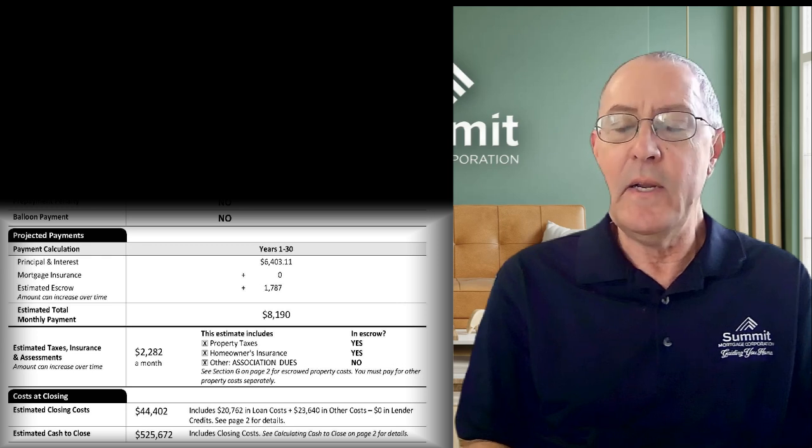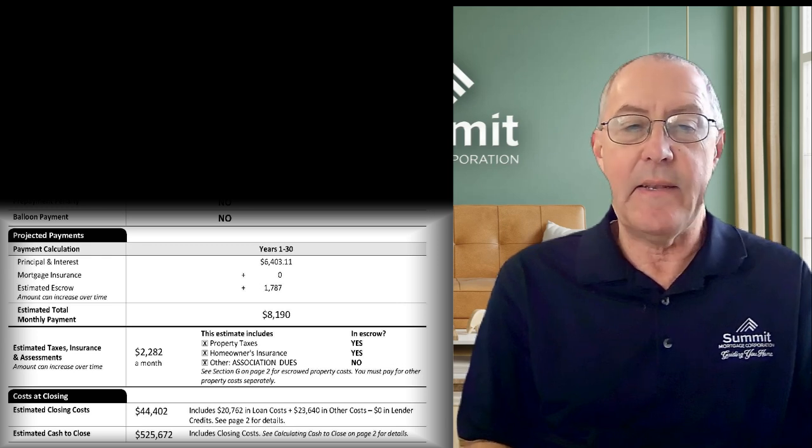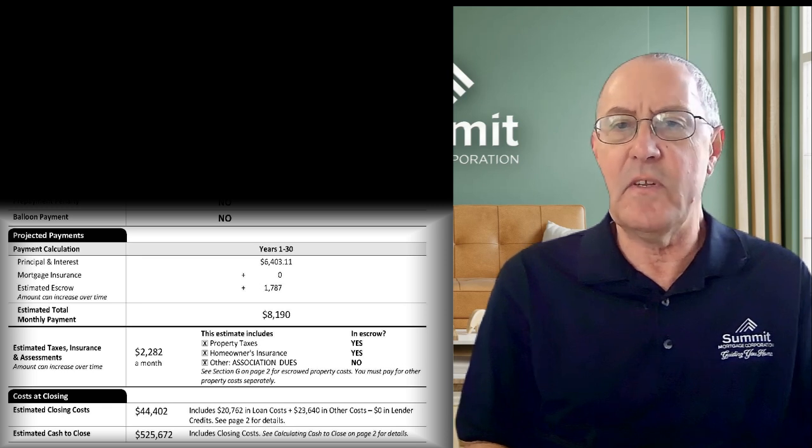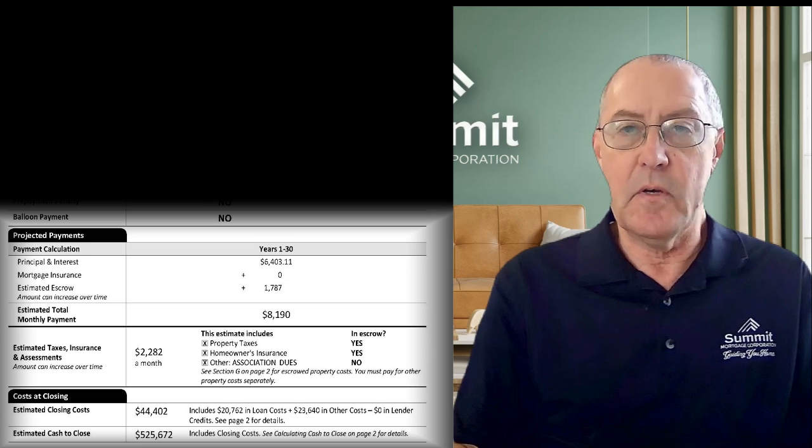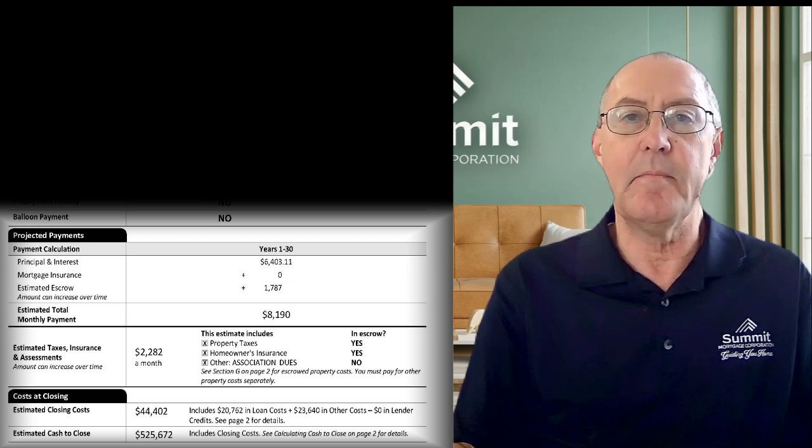And at the very bottom there is just a real quick look at your estimated closing costs and your estimated cash to close. It's not really important on this page because they're broken out on the page below, the second page. So let's take a look at that.